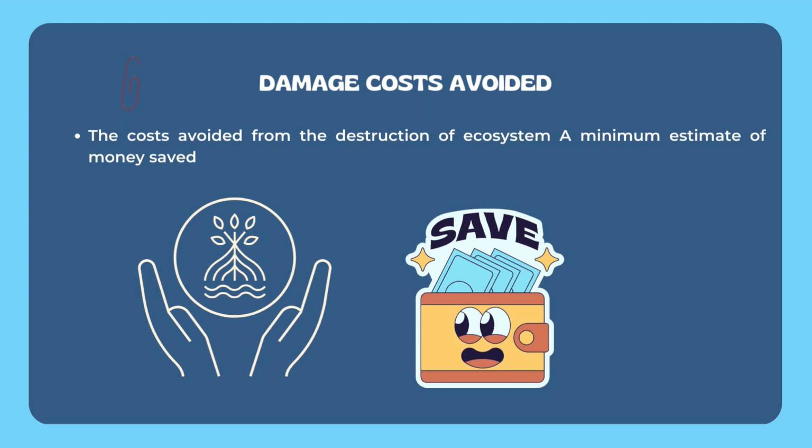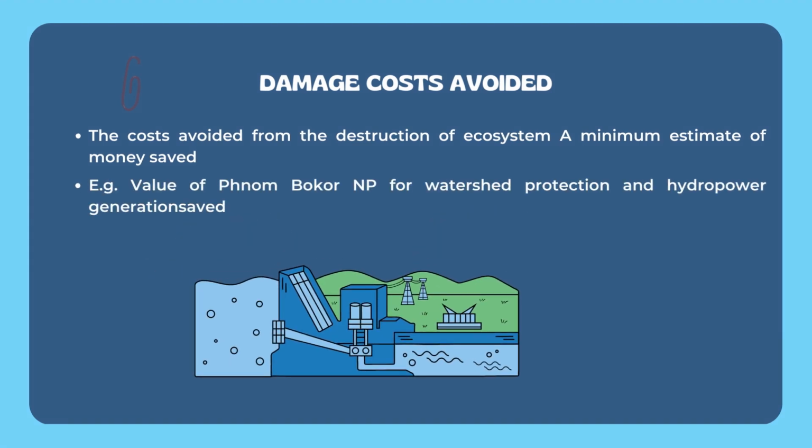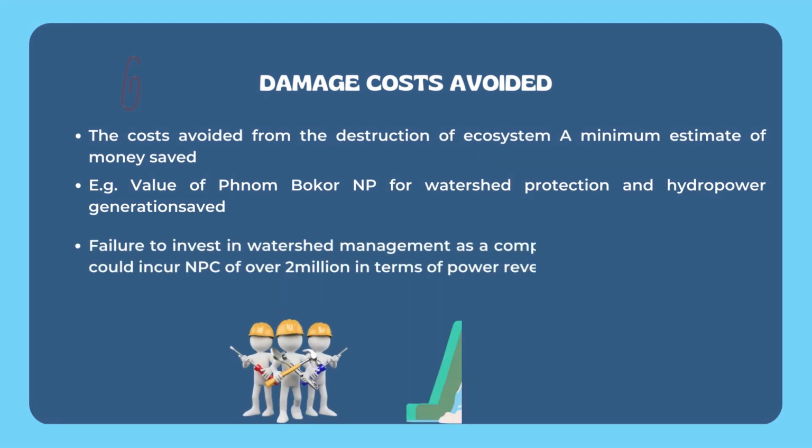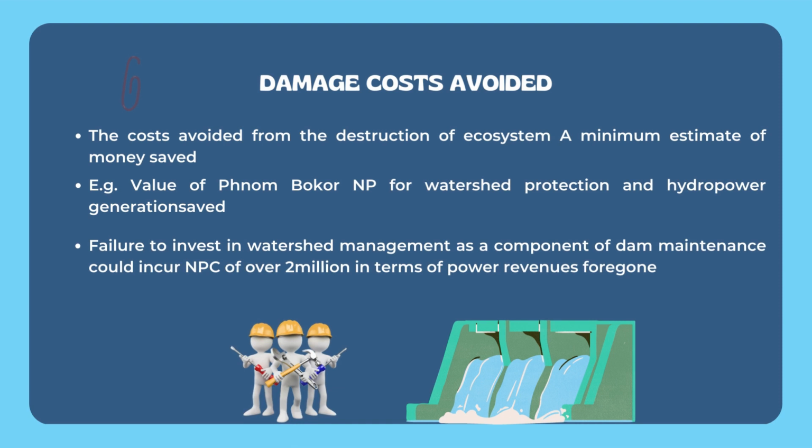A minimum estimate of money that is saved because of a certain approach that has helped to reduce or avoid the damage. For example, watershed protection can help hydropower generation as well as watershed protection. So if we fail to invest money in watershed management as a component of dam maintenance, we know that the loss in terms of power revenue will be really high. So in this case, the cost of damage avoided is very important to be considered and can be used through this approach.